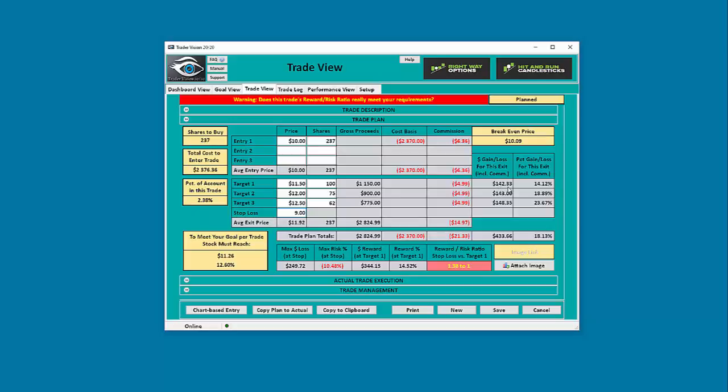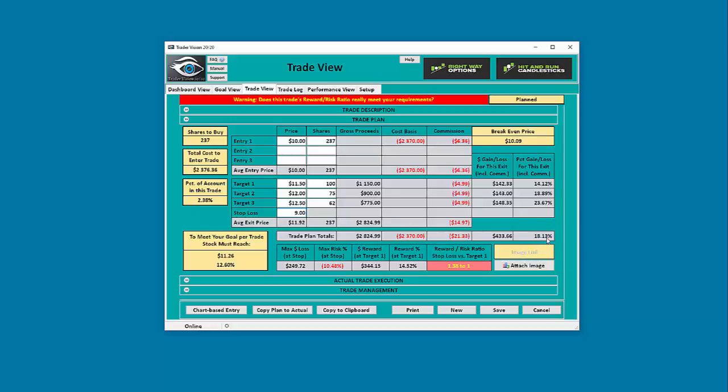We would make $142.33 at that first stop, and as you'll note, that's 14%. So if we were to sell all of our shares at that first stop, we would in fact make our goal for the trade. However, if we just sell 100 shares at that level and continue to ride the others while also moving our stop up, we would make 143 at the second target, or a total of almost 9%, and another 148.35 at the third target, which is a 23.67% gain.